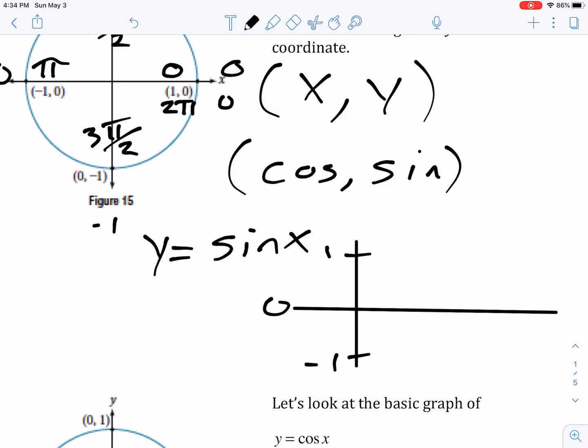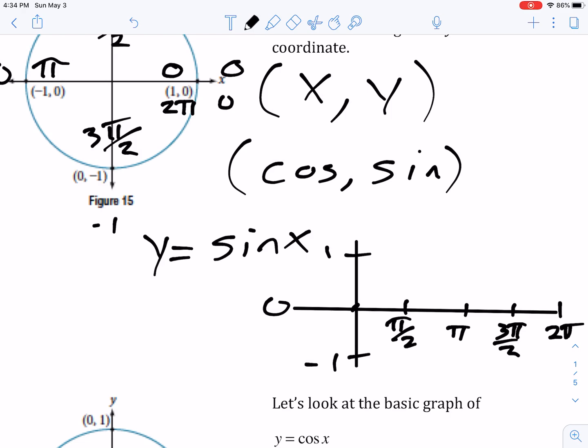On the x values, which are the angle measures, we start at 0, and then we have pi over 2, and we have pi, and then we have 3 pi over 2, and then we have 2 pi. That's around the circle. And those are the important points because those take us to what's called our amplitude, or our highest spot, or our negative amplitude, which is our lowest spot.